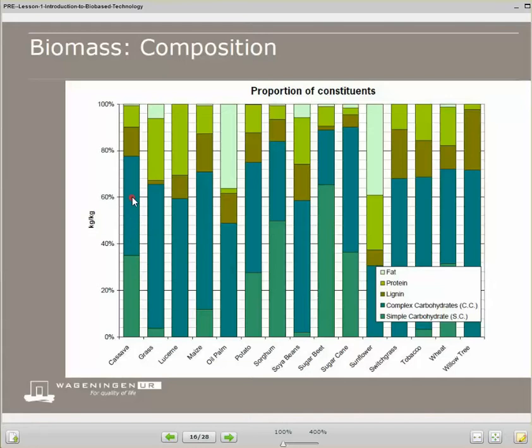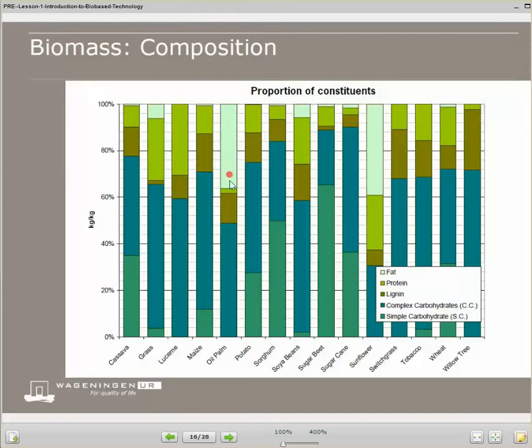Another looks like to me 30% is complex carbohydrates. 10% is lignin, maybe 8 to 10% is protein, and there's a very, very little bit of fat. Now, this is what makes it more difficult. So I said 3 or 4 products can be found in the Netherlands as good products for a bio-based refinery.